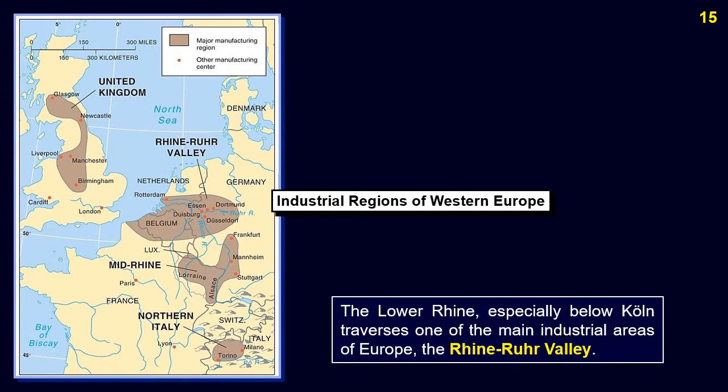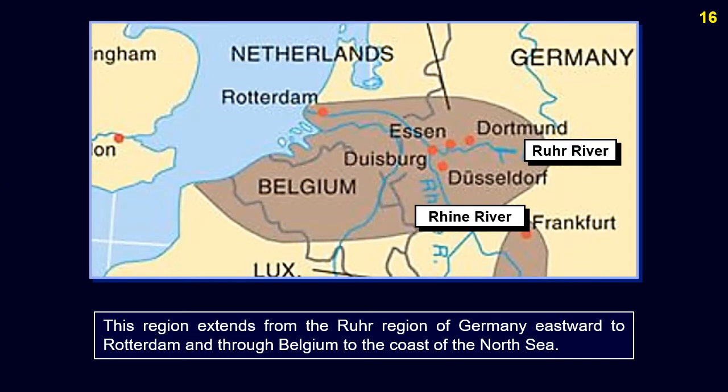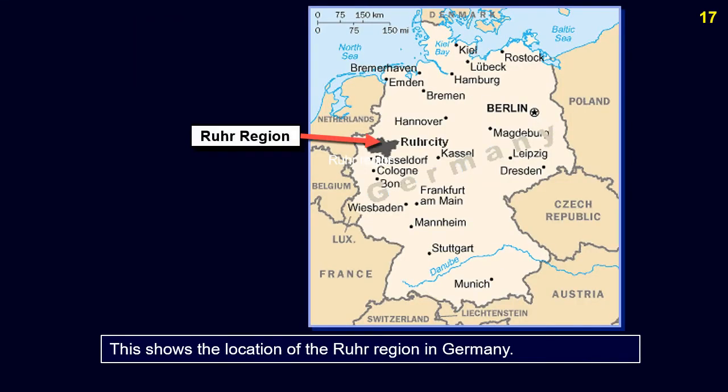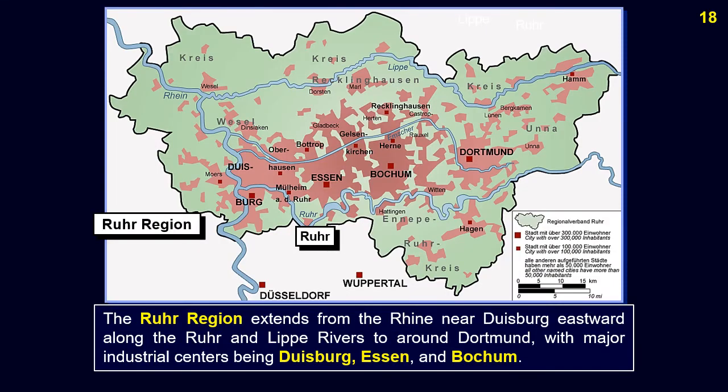The Lower Rhine, especially below Köln, traverses one of the main industrial areas of Europe, the Rhine-Ruhr Valley. This region extends from the Ruhr region of Germany, eastward to Rotterdam, and through Belgium to the coast of the North Sea. This shows the location of the Ruhr region in Germany. The Ruhr region extends from the Rhine near Duisburg, eastward along the Ruhr and Lippe rivers, to around Dortmund, with major industrial centers being Duisburg, Essen, and Bochum.